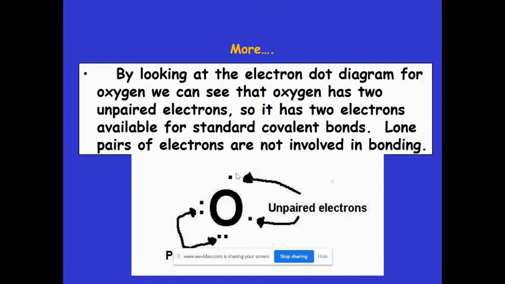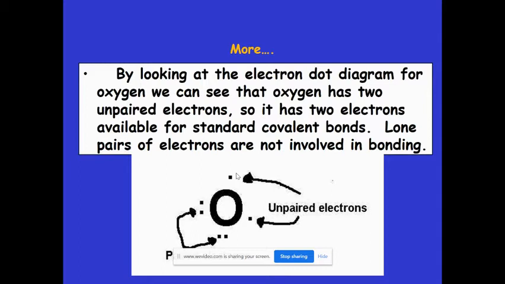So, this means it could form a bond with 2 hydrogen atoms, like in H2O, or it could form a double bond with something like carbon, like in CO2. Or, in an ionic bond, oxygen would want to gain 2 electrons to make 8 valence electrons, and this would put the charge at 2-.